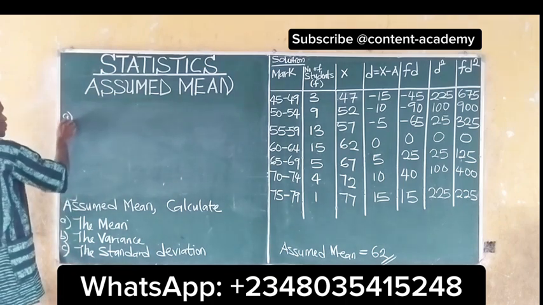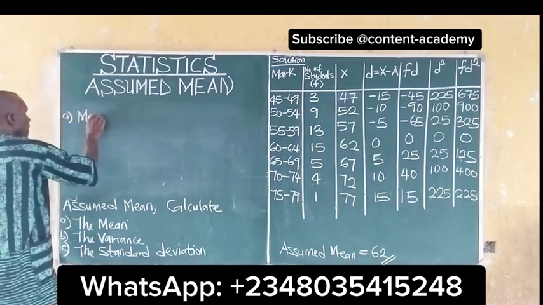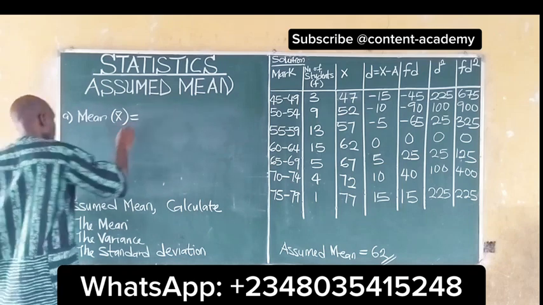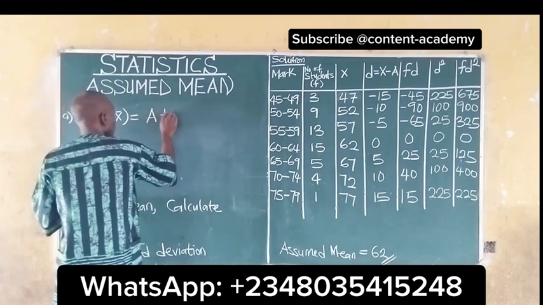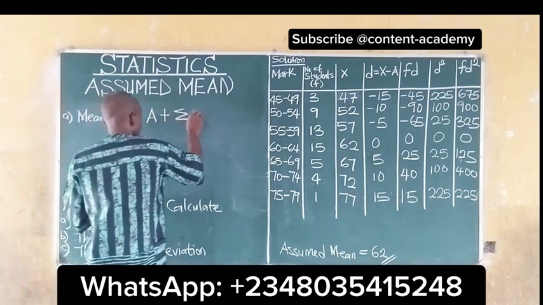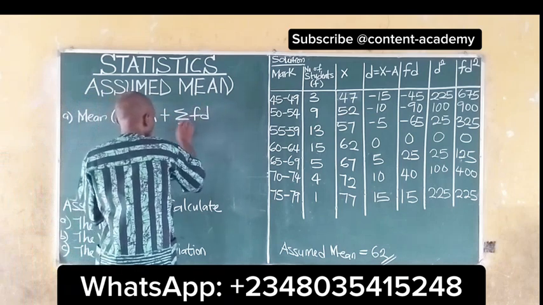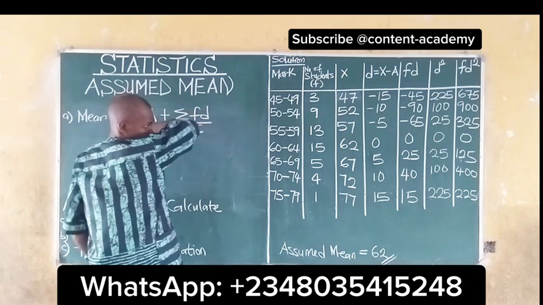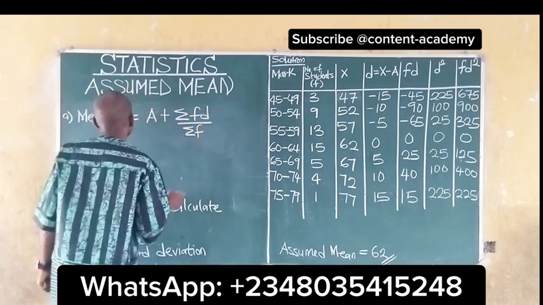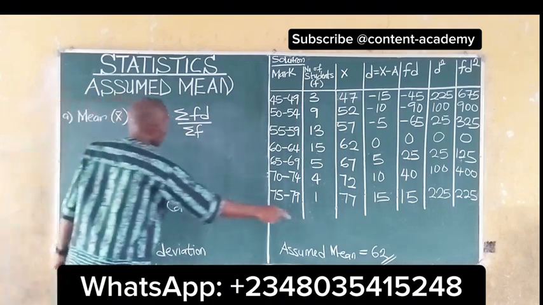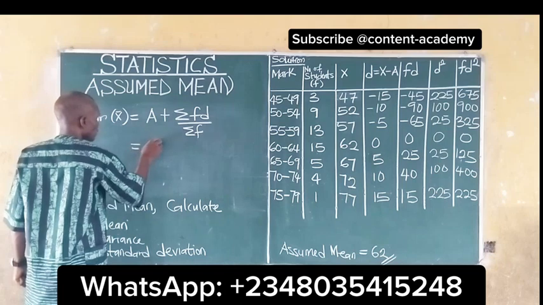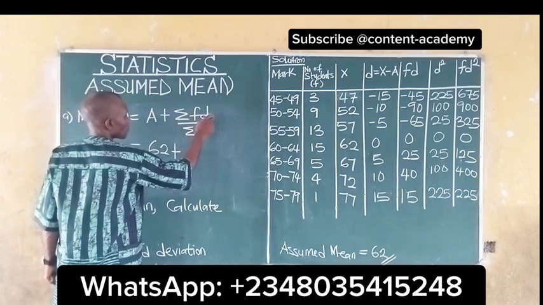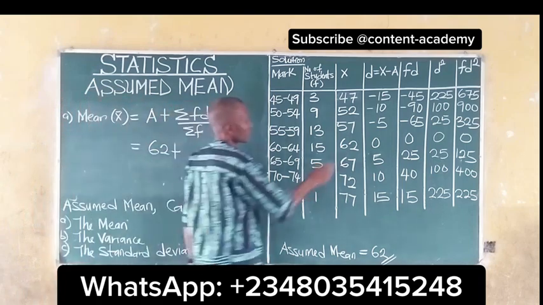Our mean, A, is the assumed mean plus the summation of FD over the summation of F, the frequency times the deviation. We have the assumed mean to be 62, so we can write 62 here plus the summation of F multiplied by D.